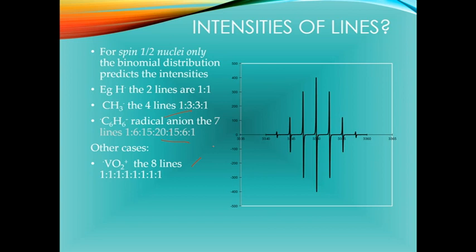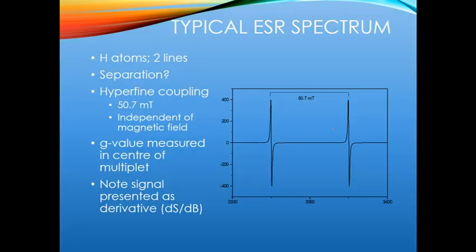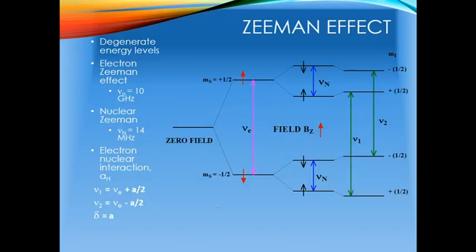VO2+ has 8 lines. So these are the lines 1, 2, 3, 4, 5, 6, 7. A typical ESR spectrum goes like this. The hydrogen atom has 2 lines. Hyperfine coupling is at 50.7, and the splitting between these two is in millitesla. It is independent of the material. The g value is measured in the center of the multiplet. Note the signal is presented as the derivative of dS by dB, spin by magnetic field.